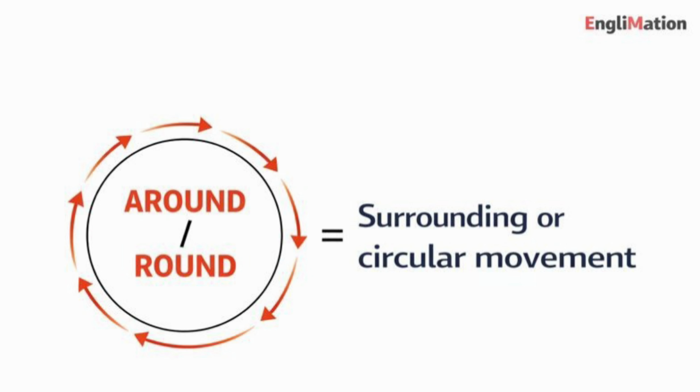To remember this easily, think of a circle. If something surrounds or moves in a circular way, use around or round. Now that the meaning is clear, let's move into daily life sentence examples. As we go through them, notice how around always shows surrounding or circular movement.